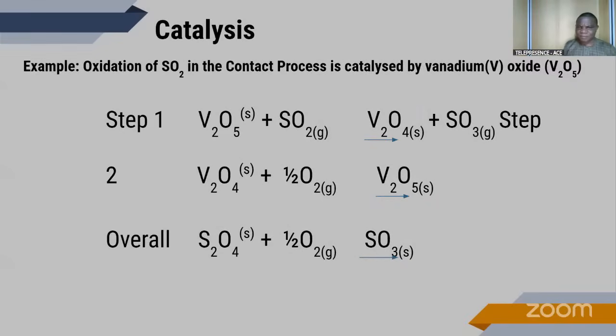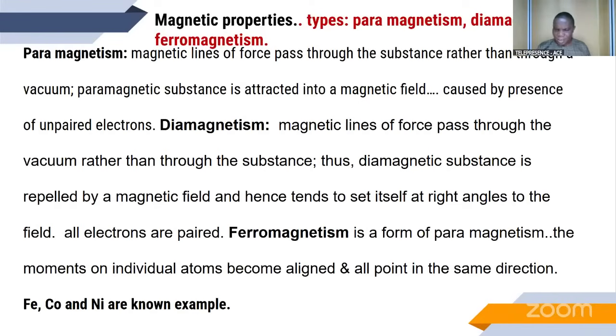Magnetic properties. This is the ability of transition metals to either attract a magnet, or repel a magnet, or not even attract at all. These come in three forms: one, paramagnetism; two, diamagnetism; and the third one, ferromagnetism. Now, let's look at paramagnetism. The magnetic lines of force pass through the substance rather than through a vacuum.